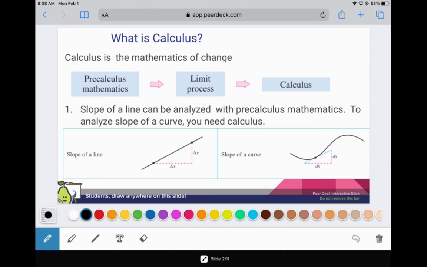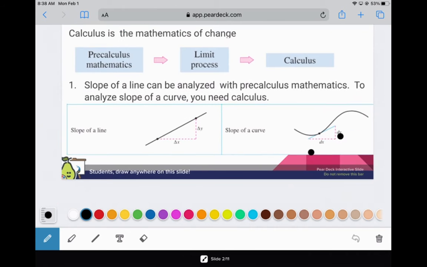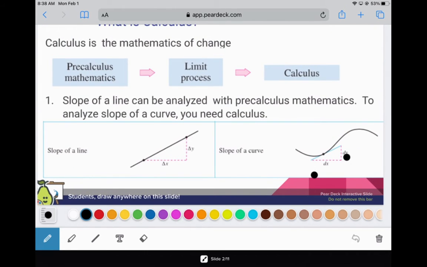Okay, it's like a process. It talks about the changes, the rate of change. So we talk about rate of change in algebra. We talk about rate of change in calculus. Think about algebra. When we talk about rate of change, we also talk about the slope of a line. So that's one thing.